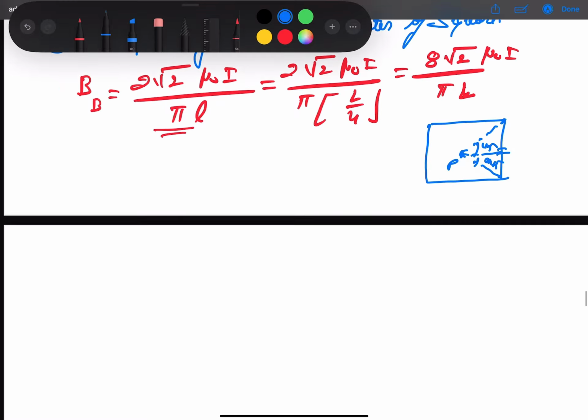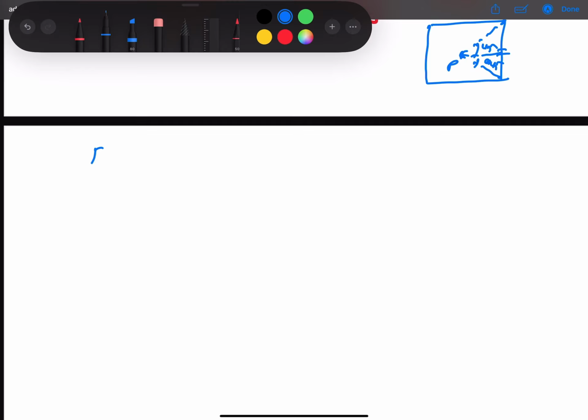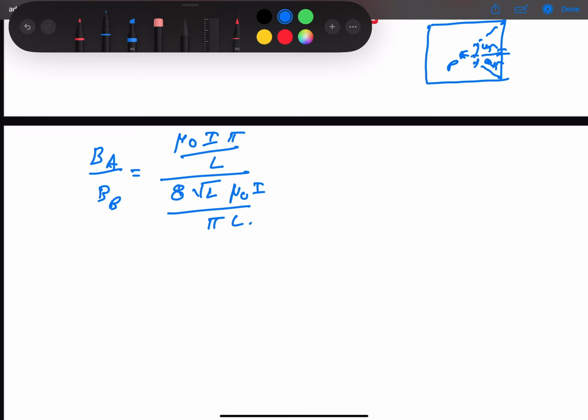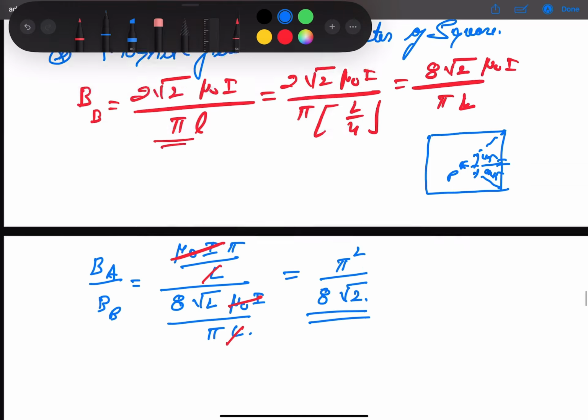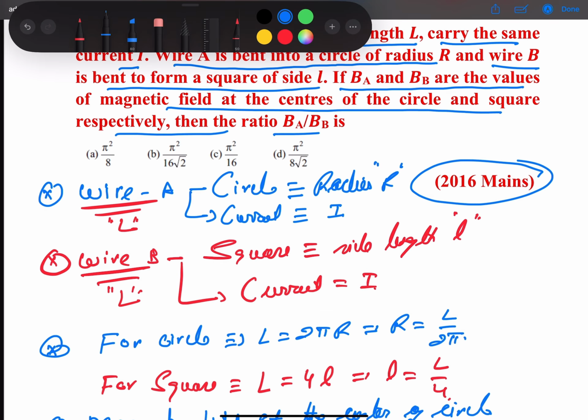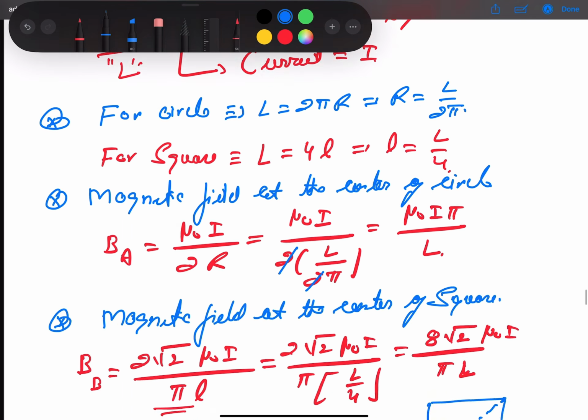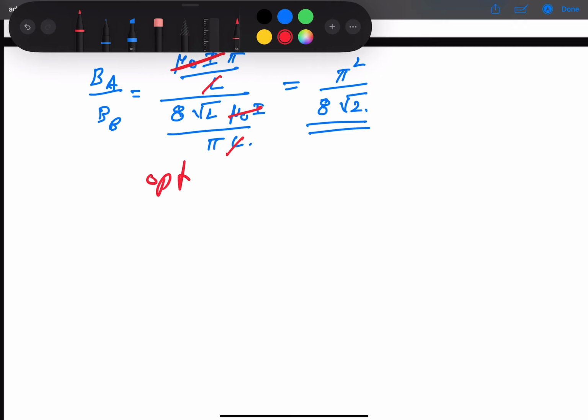And now it is simple to find the ratio. BA upon BB is mu naught I pi upon L divided by 8 square root of 2 mu naught I upon pi L. Here mu naught I, L and L go away, and this will be equal to pi squared upon 8 square root 2. Among the options available, option D is the correct option. So you can see option D is correct.